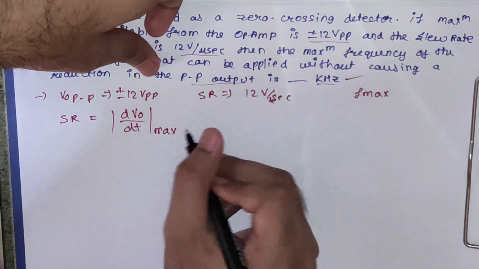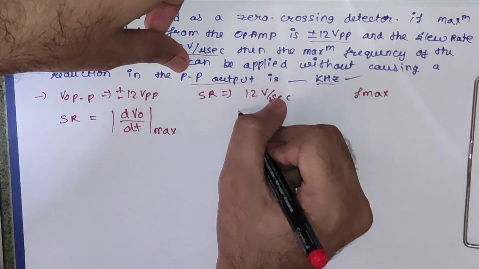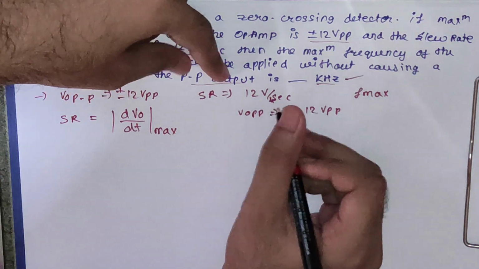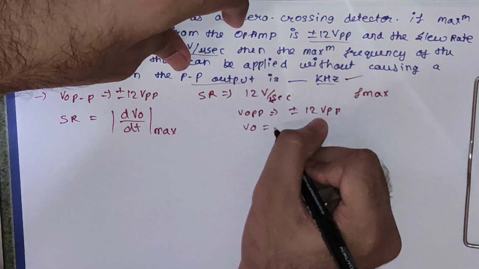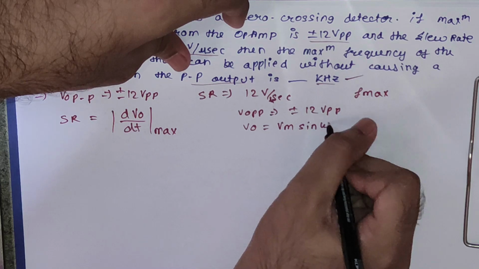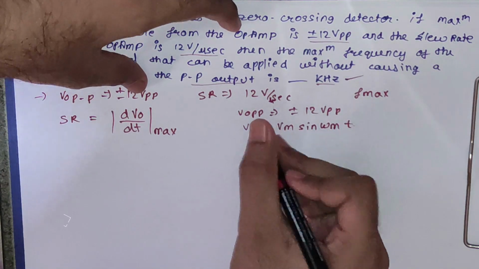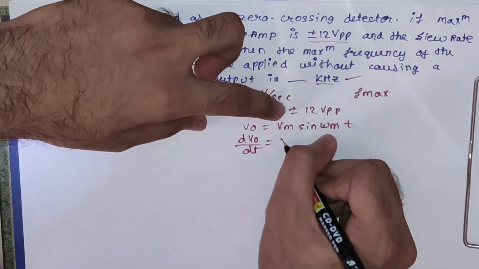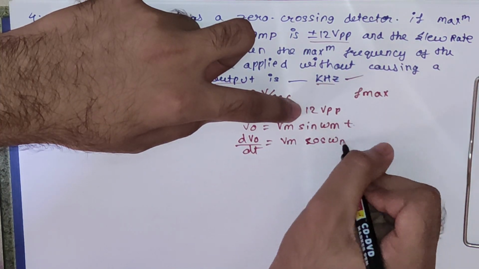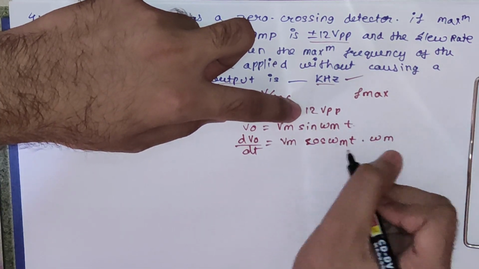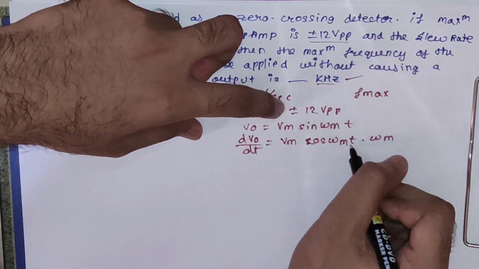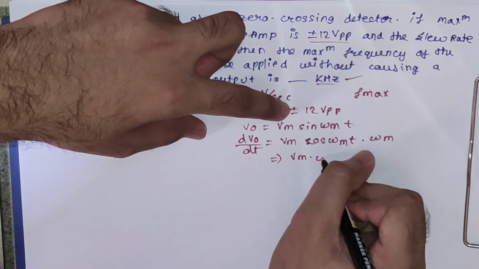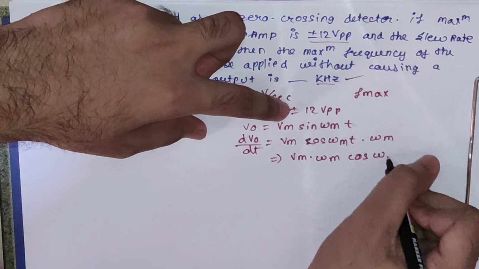So here you have to use the same formula. We are given Vo peak to peak as plus minus 12 volt. If we assume the output as sinusoidal, we can assume it as Vm sin omega m t. Now if we take the derivative with respect to time, we will get dVo by dt equals Vm cos omega m t into omega m. Since we are differentiating with respect to time, this omega m will become a constant. So we will get Vm into omega m cos omega m t.